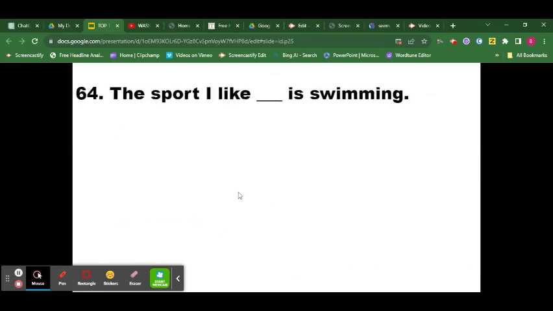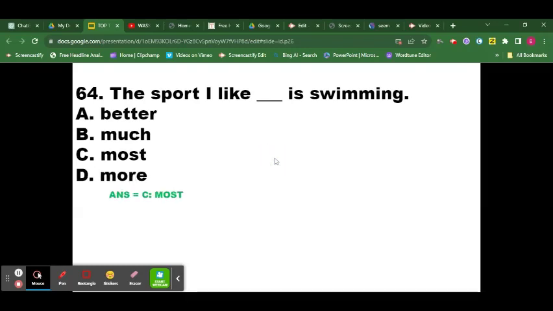Question number 64. The sport I like dash is swimming. A, better. B, much. C, most. D, more. The correct option is C, and that is most. And the explanation is that we are dealing with the use of superlatives with verbs, the word most here. So the sport I like most is swimming. Most is a superlative form here.